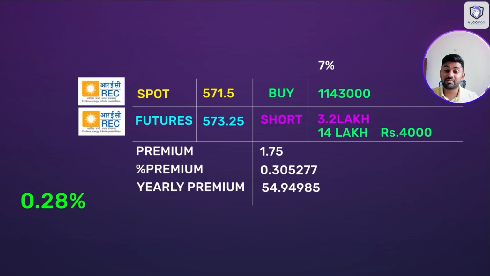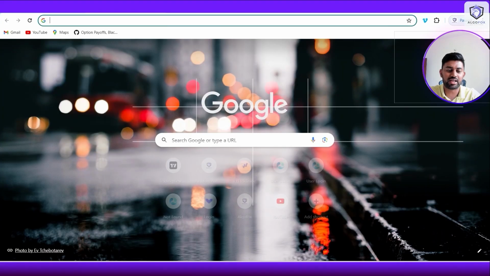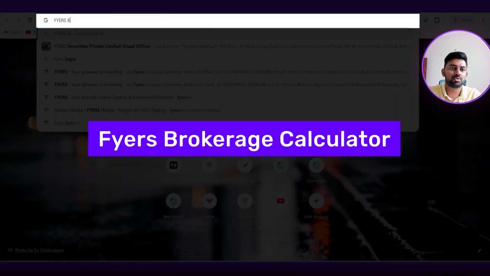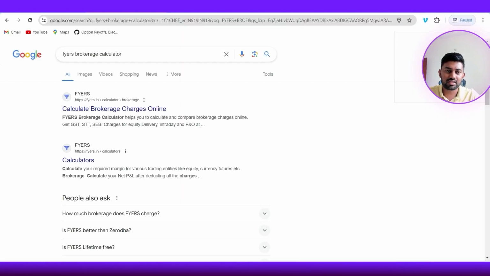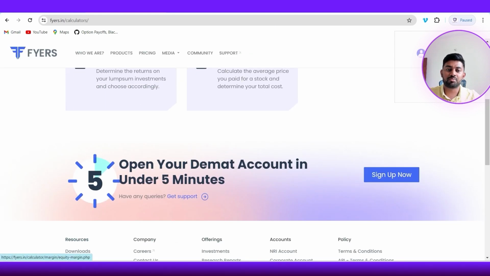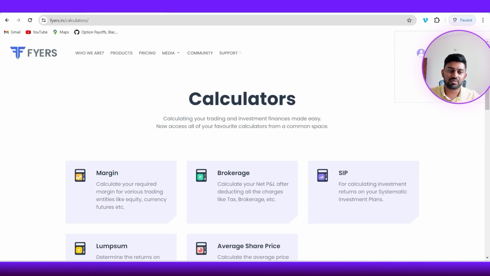This sounds like a very fascinating, very interesting trading opportunity. Just deposit 14 lakh, and in 2 days get 4,000 rupees on your 14 lakh. But if I go to a brokerage calculator, you can use any brokerage calculator, Zerodha's brokerage calculator, Fire's brokerage calculator, or any of your choice. I'll use Fire's brokerage calculator since I'm trading in Fire's. But note, we will not be accounting brokerage. We will be accounting the other taxes.